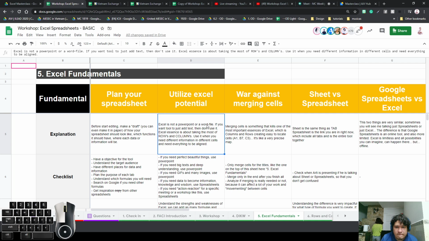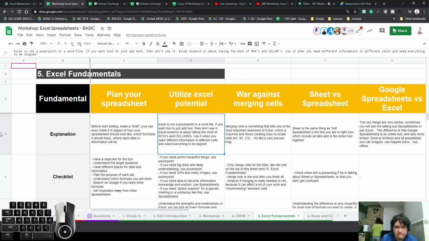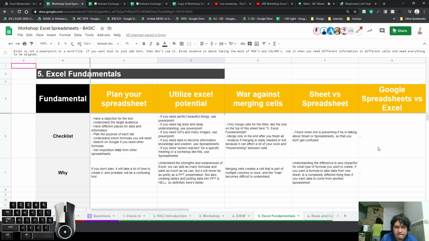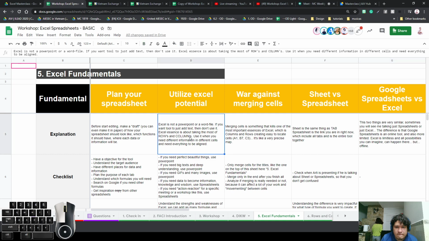If you want to make a presentation, just make a PowerPoint. So when should I use Excel? Understand the strengths and weaknesses of Excel. The good thing about Excel is that everything is in lines and columns. Excel is basically a very precise map. I can know that D5 is the explanation for fundamental number 2. Let's find out what G4 is. G4 is the name of the fundamental. So it's very clear, and it's a very good map for data.